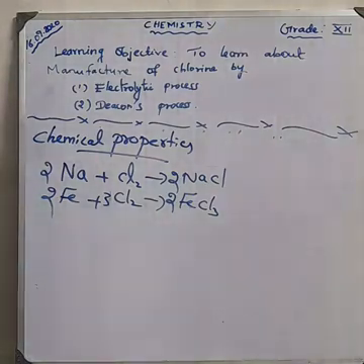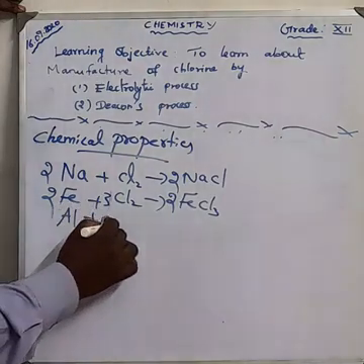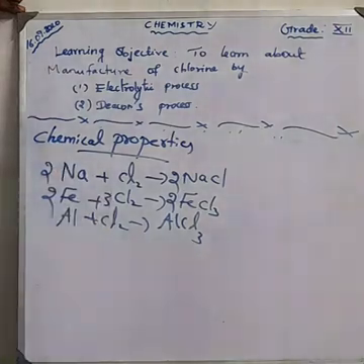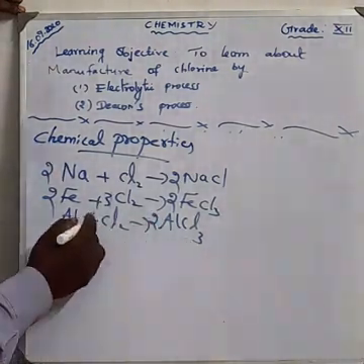Next, aluminium. One of the metals is aluminium. It reacts with chlorine to give AlCl3, aluminium chloride. Make it 2 here. So 6 chlorine.